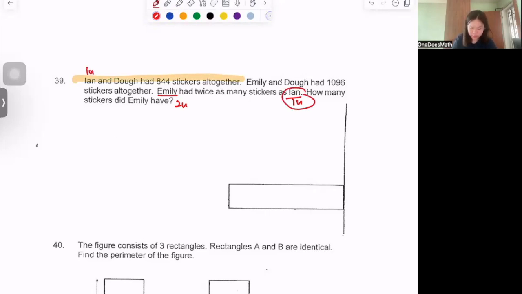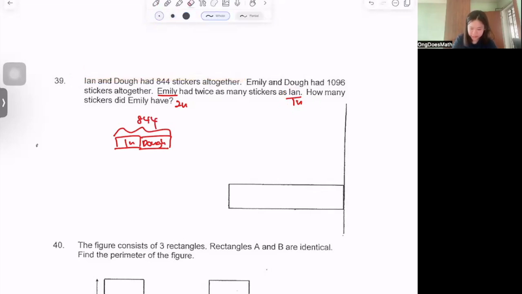So 1 unit with Doe give you 844. And now can we look at the second sentence? Second sentence says that Emily and Doe had 1096 altogether. So I'll replace Emily with 2 units instead. So 2 units and Doe is 1096. So the model will look something like that.